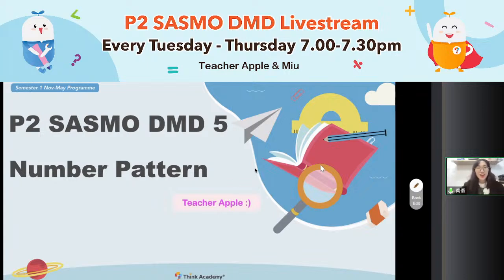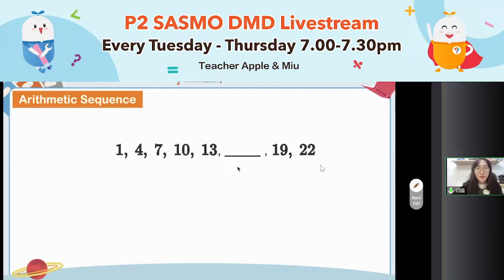So now let's start with a warm-up question for you. 1, 4, 7, 10, 13. So what is the next number? After that, we have 19 and 22. Okay, everyone, please show me your answer.